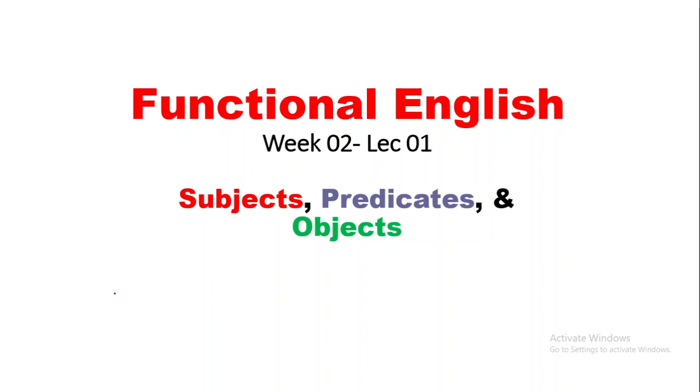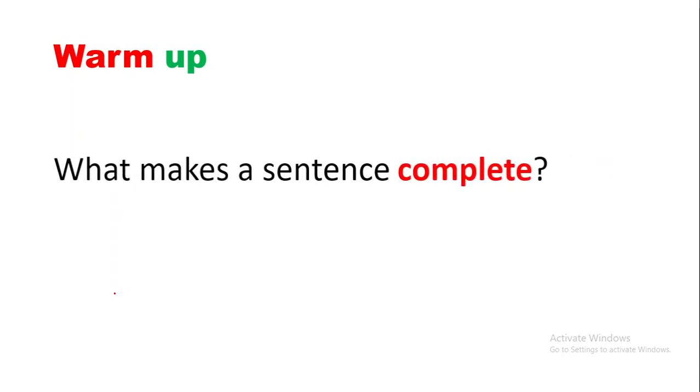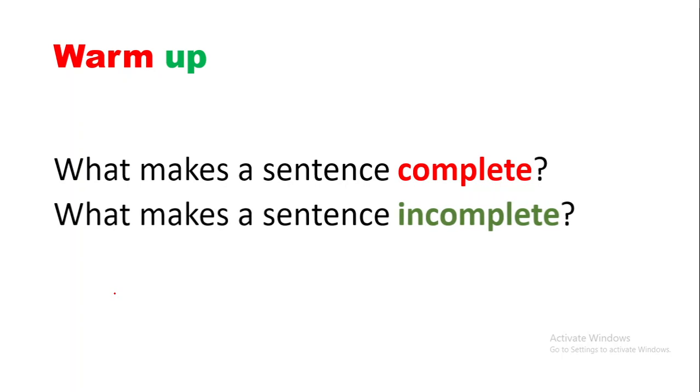And in today's class, we'll talk about subjects, predicates, and objects. This concept is important to learn sentence structure. Before we move towards the types of sentences, it is important for us to understand the concept of subjects, predicates, and objects. As a warm up, I'm going to ask you two questions. What makes a sentence complete and what makes a sentence incomplete? These are the basic questions that we are going to explore in today's session.